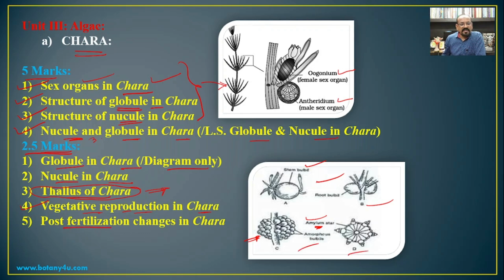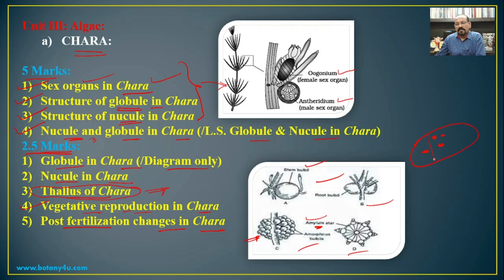Then post-fertilization changes in Chara. After the sexual reproduction, that is the fusion of the male and the female gamete inside the nucule, it divides by meiosis into 4.